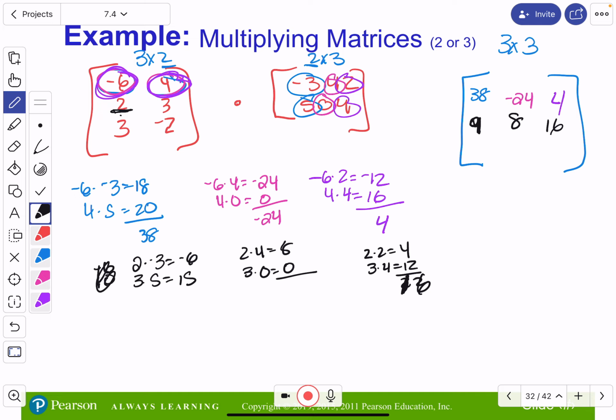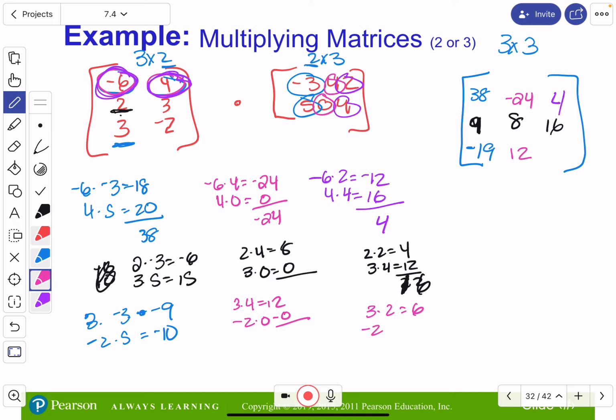Now we're going to do it one last time. 3 and negative 3 is negative 9. Negative 2 and 5 is negative 10, so that's negative 19. 3 and 4 is 12. Negative 2 and 0 is 0, so that becomes 12. And then 3 and 2 is 6. Negative 2 and 4 is negative 8, so that's negative 2. So there's our answer. So depending on the order, you can see it's really easy to mix them up.